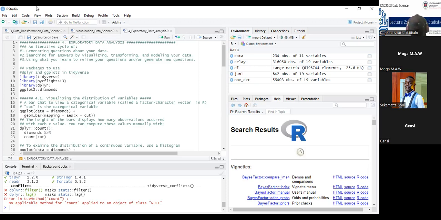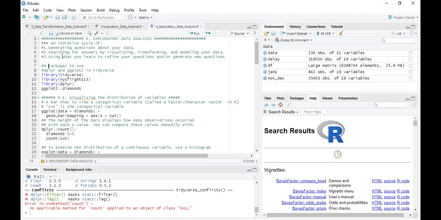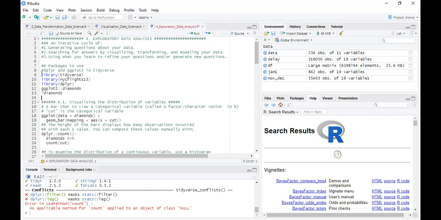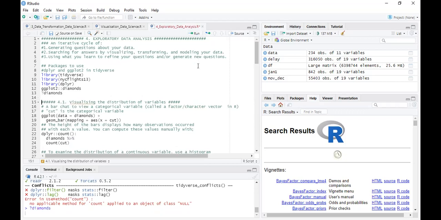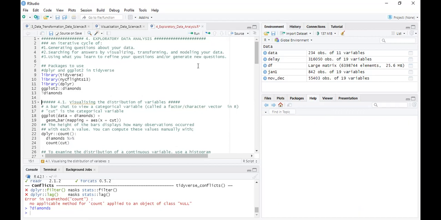So go through this script. And the libraries, you all know, are these. And we're using the diamonds dataset. So the dataset diamonds, if I could just show you, has information on particular diamonds that are being sold.